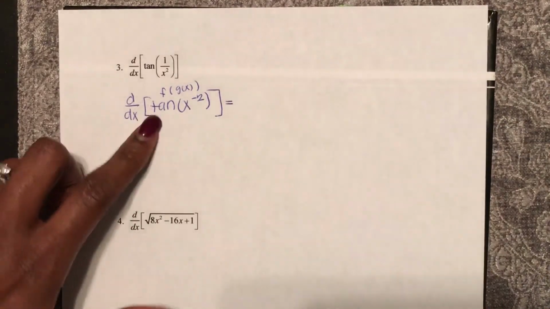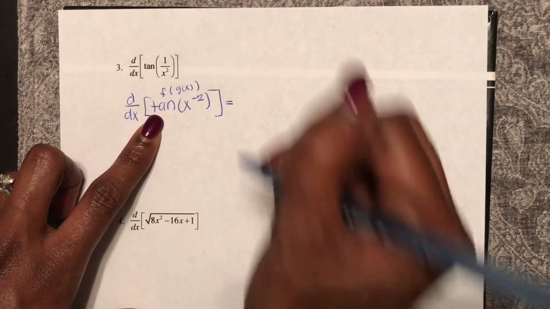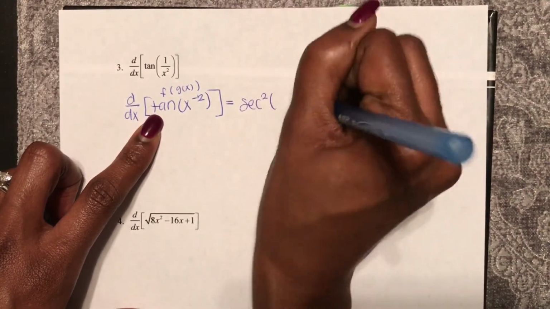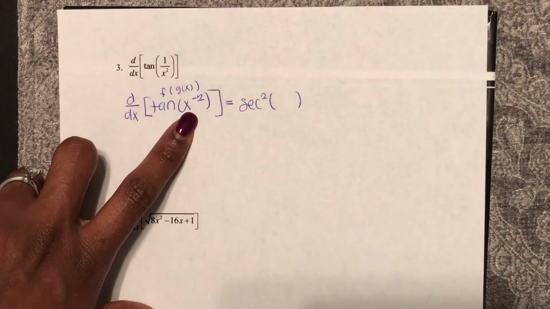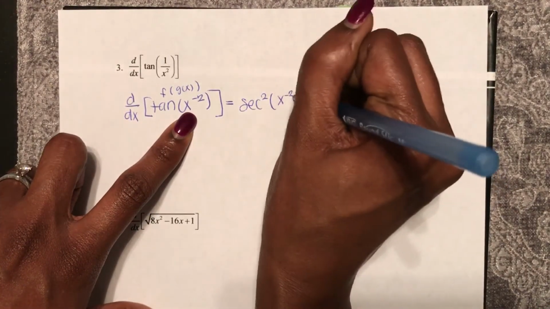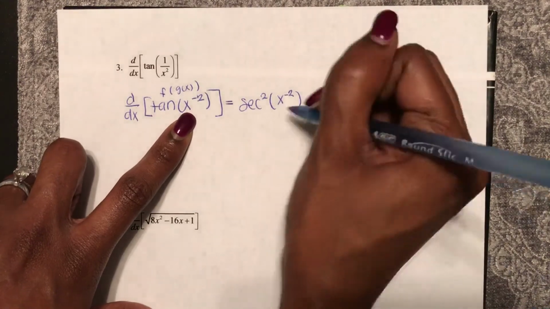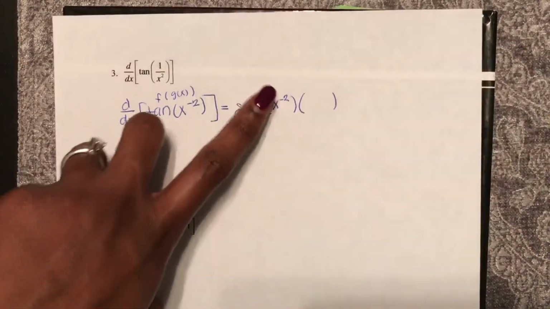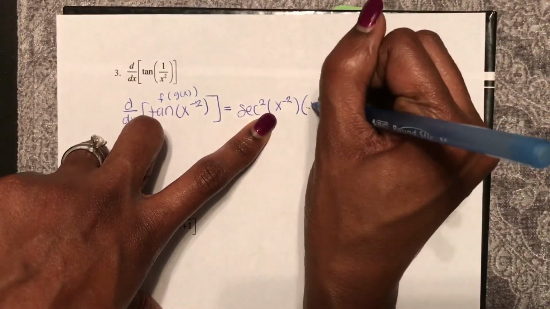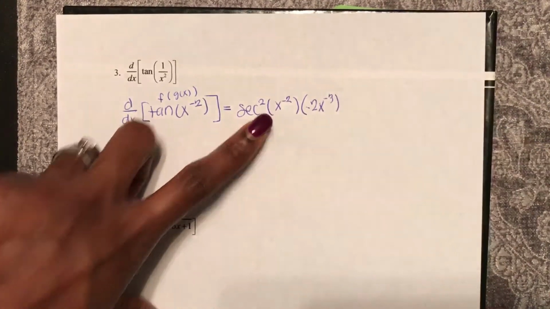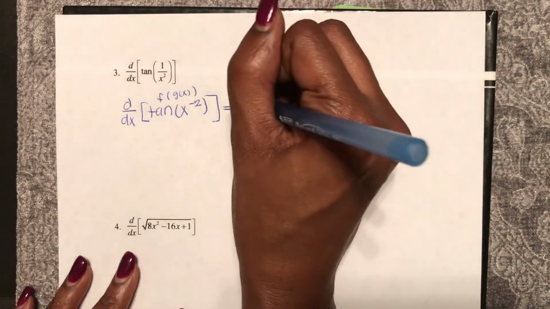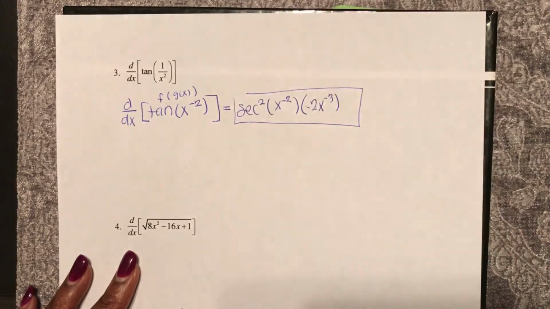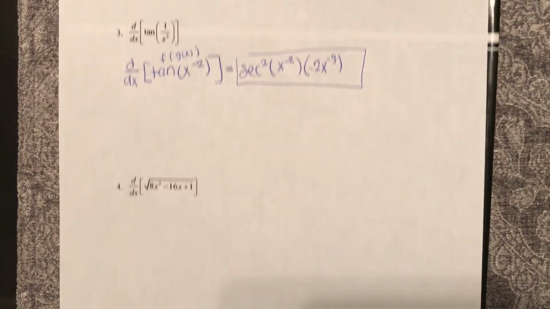Remember, we start with the derivative of our outer function. The derivative of tangent is secant squared of whatever was inside of tangent, x to the negative 2. And don't forget to chain on the end the derivative of what's inside here, negative 2x to the negative 3. So this is an unsimplified answer, but acceptable for AP.